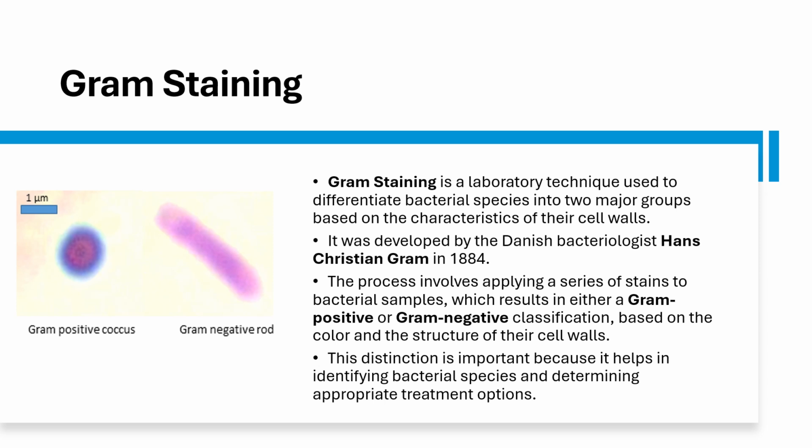The process involves applying a series of stains to a bacterial sample, which results in either a gram-positive or gram-negative organism based on their color and the structure of their cell wall. The distinction is very important because it helps in identifying bacterial species and determining appropriate treatment options.